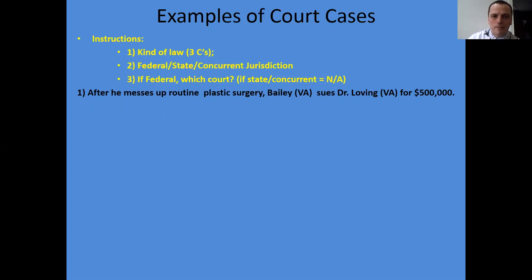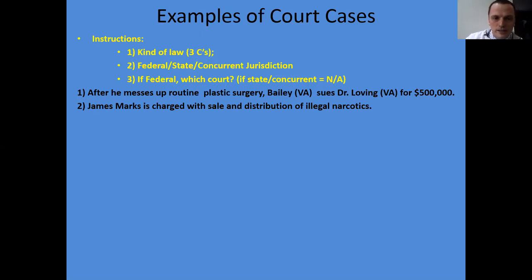After he messes up routine plastic surgery, Bailey, from Virginia, sues Dr. Loving, also from Virginia, for $500,000. Here's another one. James Marks is charged with sale and distribution of illegal narcotics. So for both of these cases, where is it going to go?